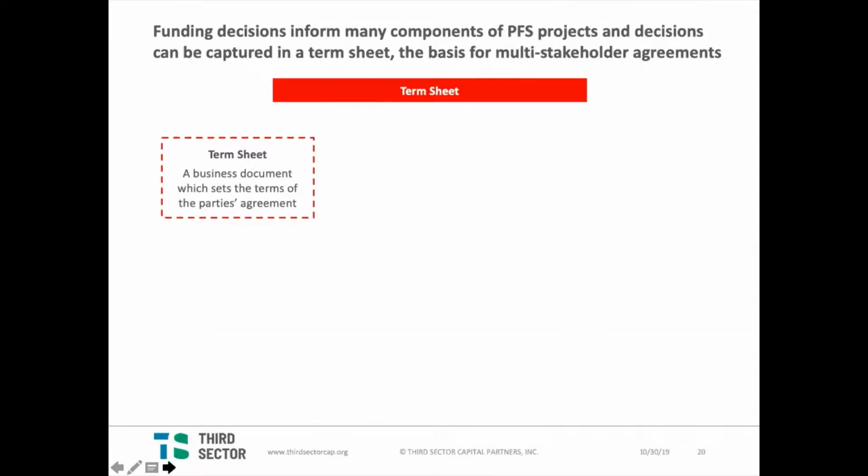But as I started talking about funding decisions informing components of Pay for Success projects, and those decisions really being captured in tools, I did want to just bring back our term sheet tool as it's the basis for multi-stakeholder agreements. And what you probably started to hear in the capture of all 4 of those examples is just the intensity of community engagement and stakeholder engagement that took place as a way to create these projects and get them, in many cases, to launch.